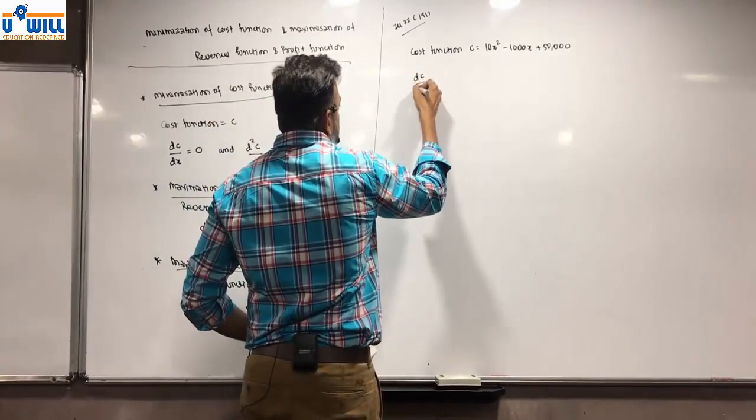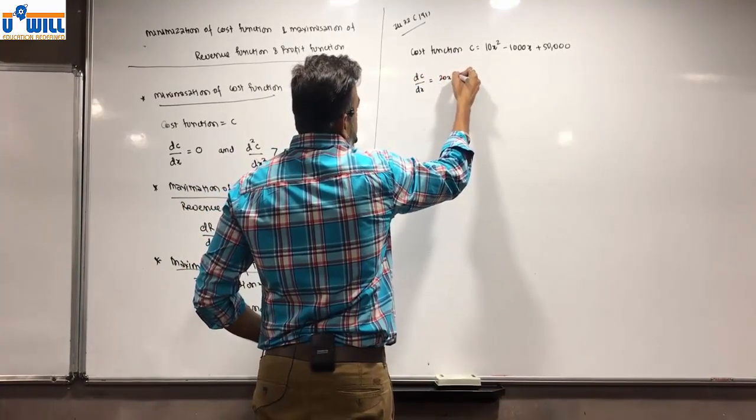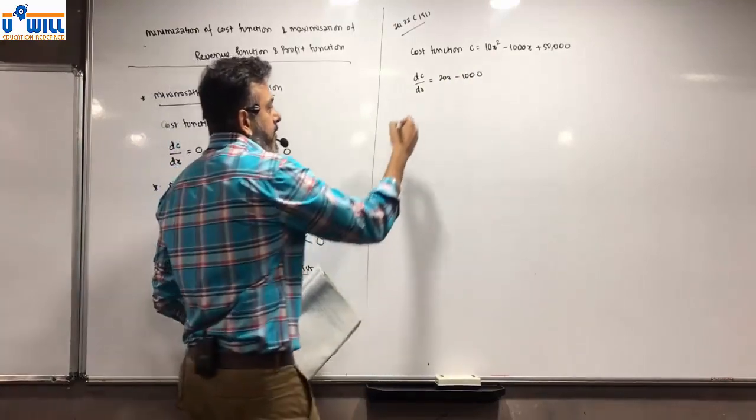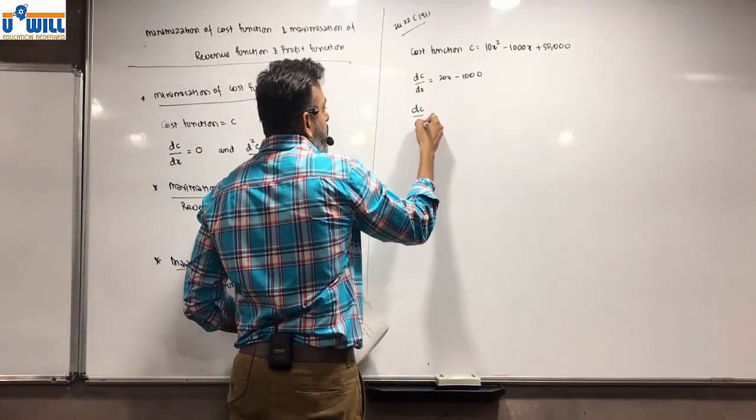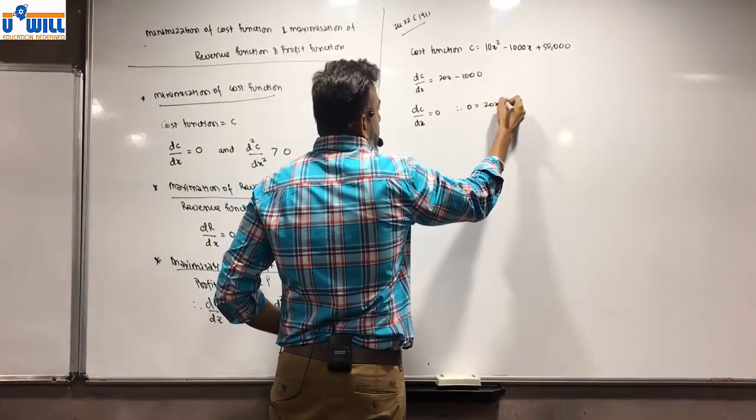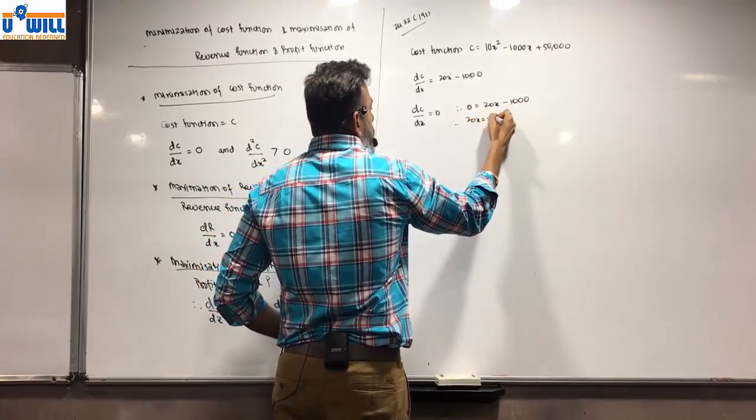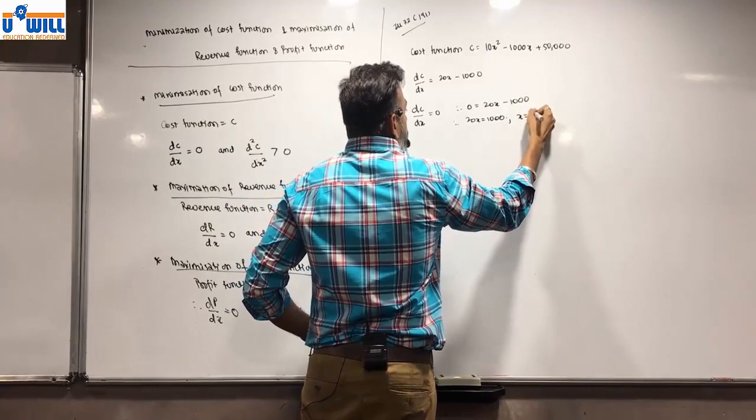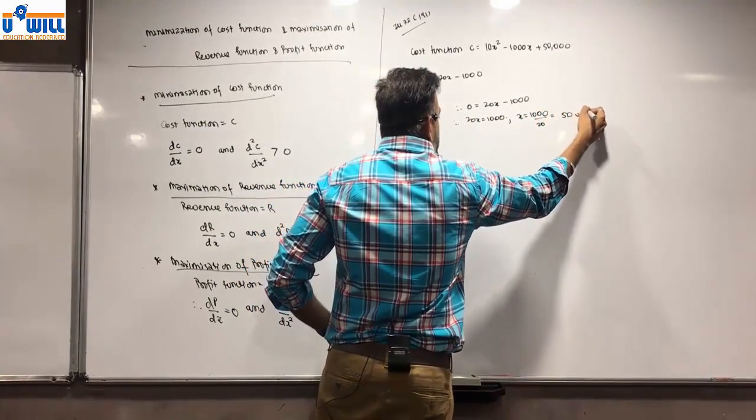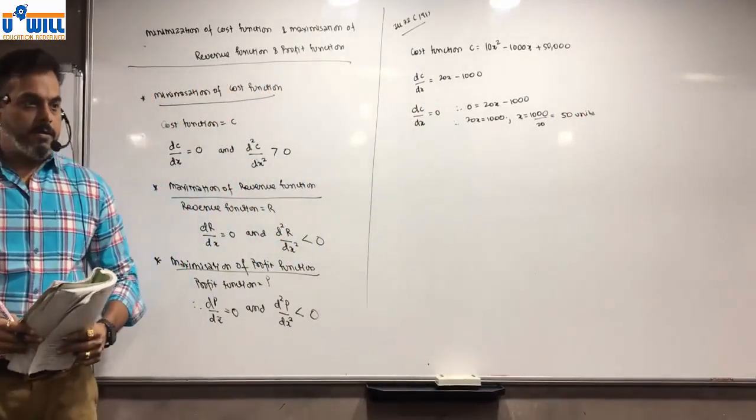So derivative of c with respect to x is equal to 20x minus 1000. We will take derivative of c with respect to x is equal to 0. Therefore, 0 is equal to 20x minus 1000. Therefore, 20x is equal to 1000. So, x is equal to 1000 by 20, which is equal to 50 units. Got it?